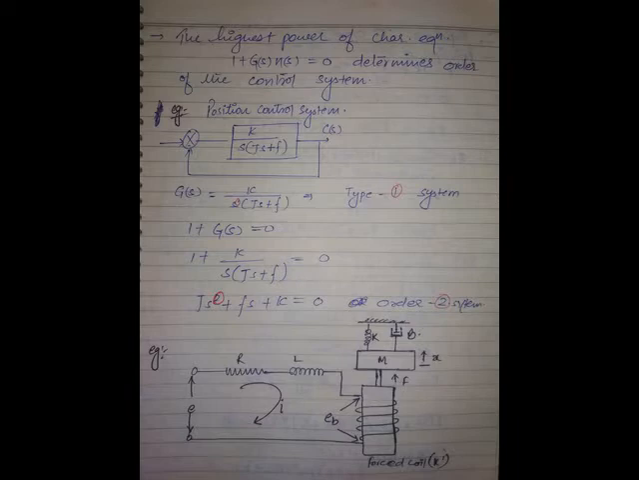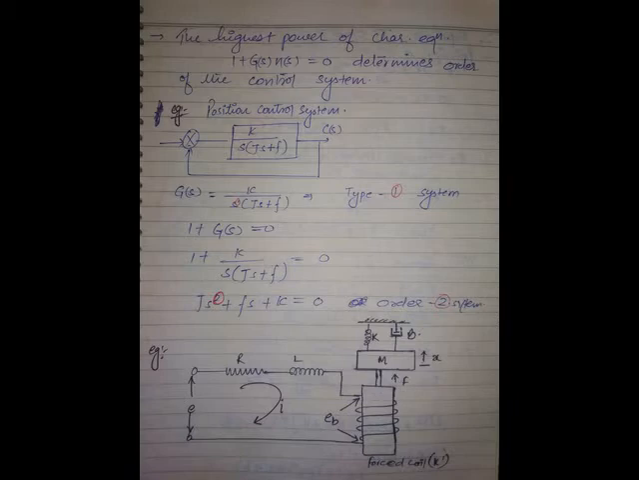Motor torque is opposed by mass and friction of the load. Motor is directly connected to load. Load is connected to second potentiometer through an assembly of gears. This is only a representation. Then Tm is equal to J into d square theta by dt square plus B into d theta by dt. It is Js square plus Bs into theta of S.